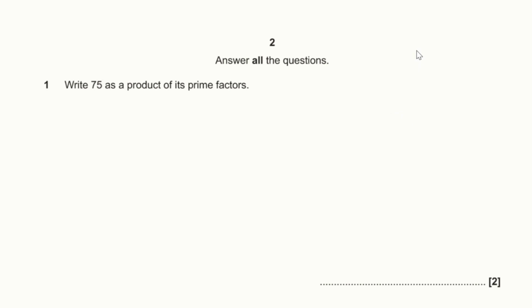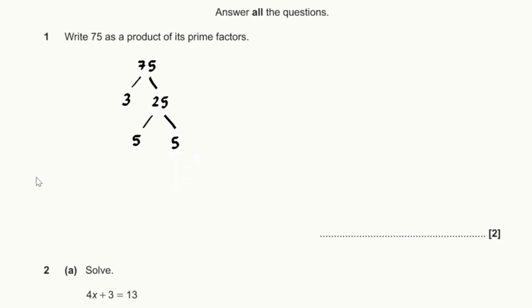Question number 1. We have to write 75 as a product of its prime factors. We begin with the 75. Two numbers which multiply to give 75, one of them being a prime number. We have 3 and 25. 3 is a prime number, 25 isn't, so we can further split up the 25 as 5 multiplied by 5.